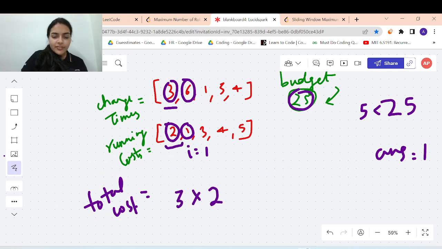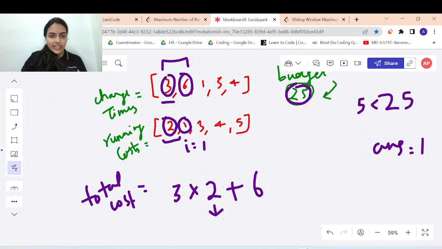And how many elements have we picked? 2. So this is the number of elements we have picked, and this is the sum of the cost. 2 plus 1 is equal to 3, and we have picked 2 elements. So 3 into 2, that's why I have written it, okay? Plus the maximum among these two. What is the maximum? The maximum is 6, right?